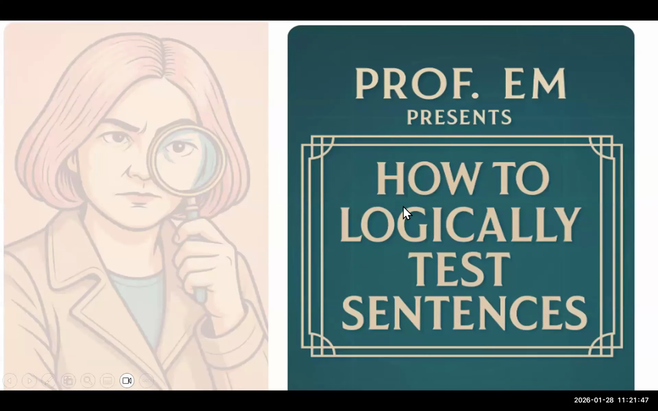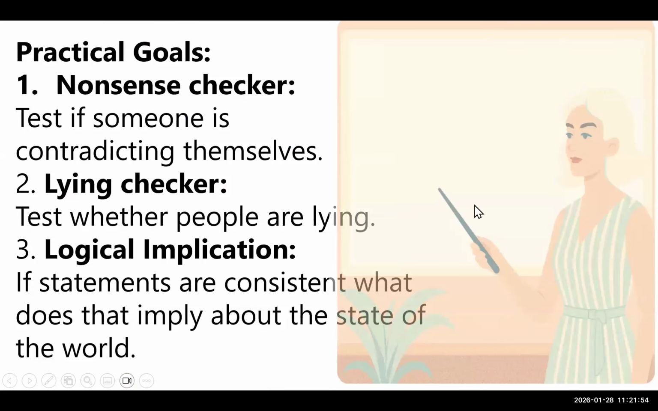Students, today we're going to learn how to logically test sentences using truth tables. Some of the practical goals: we're going to learn how to test to see if someone is contradicting themselves, to test to see whether people are lying, and to test to see what the logical implication of claims are. So if statements are consistent, what does that imply about the state of the world?